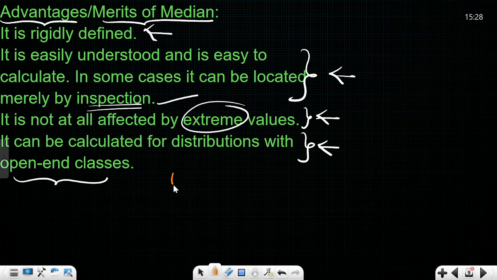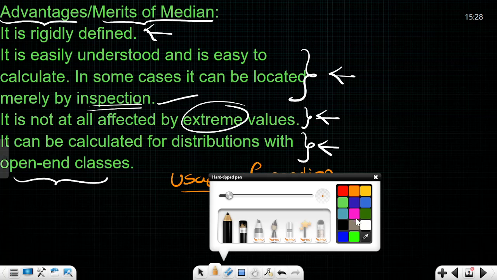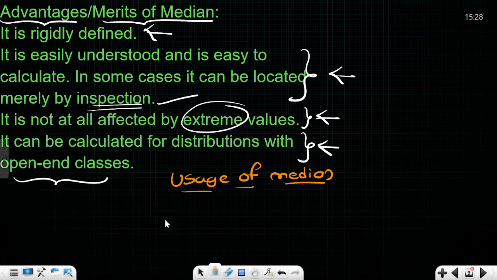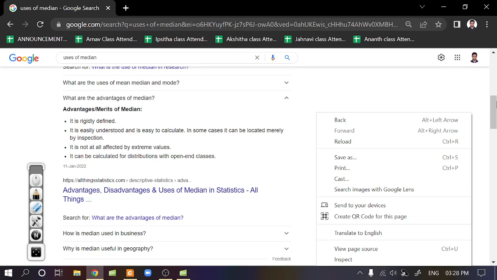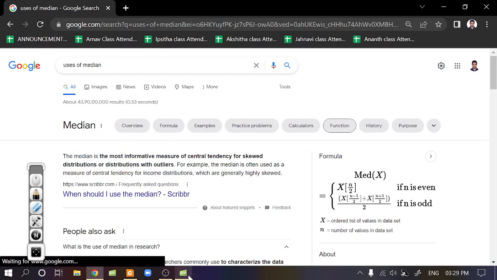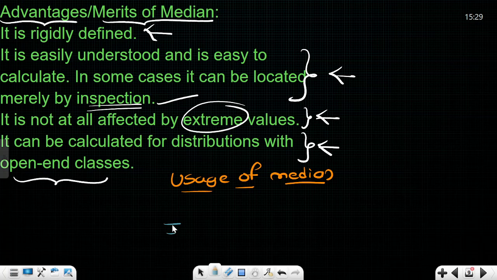One more thing, usage of median. We have just seen it online. Only one use we have seen, that is income, something they have told actually. In income distributions, so it is mainly used in income distributions.